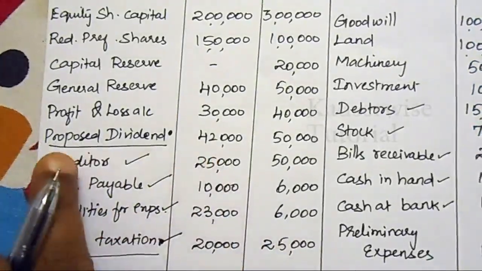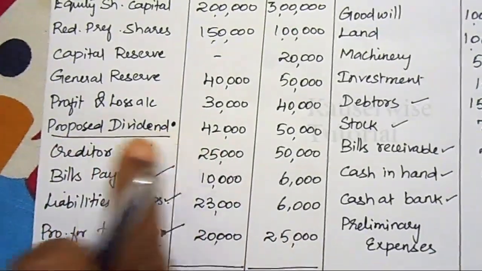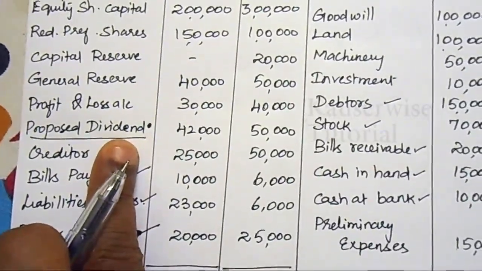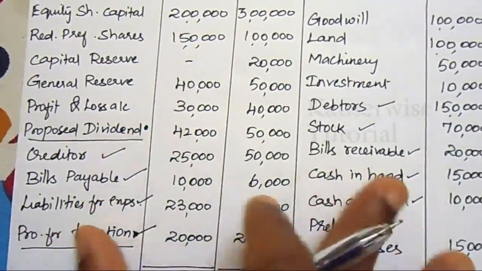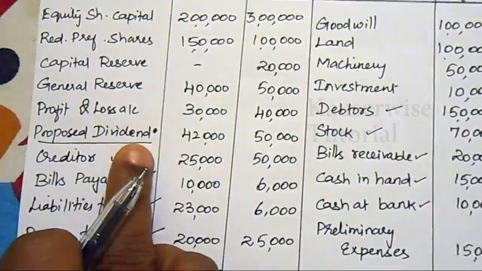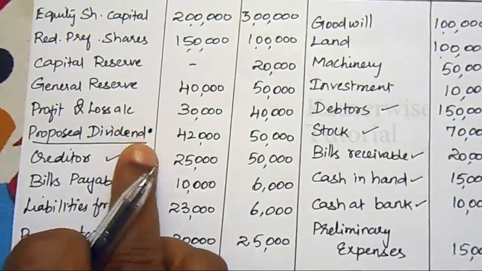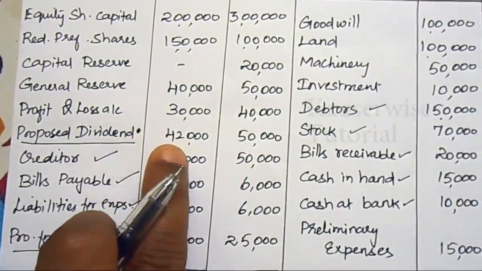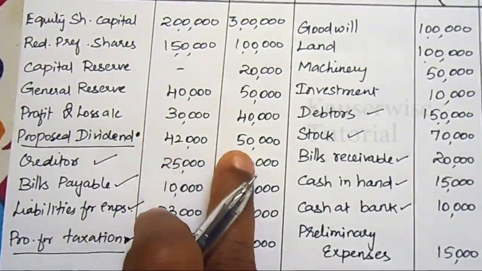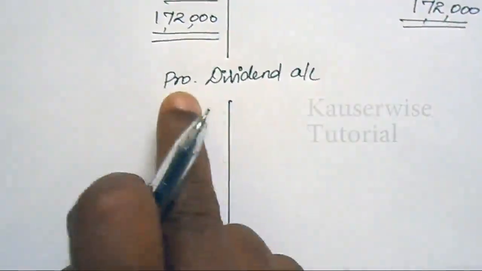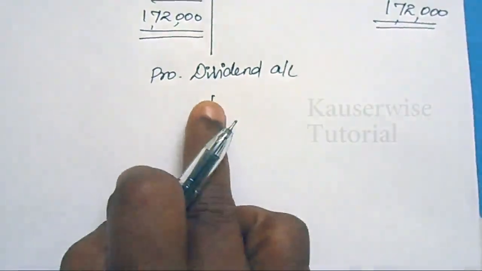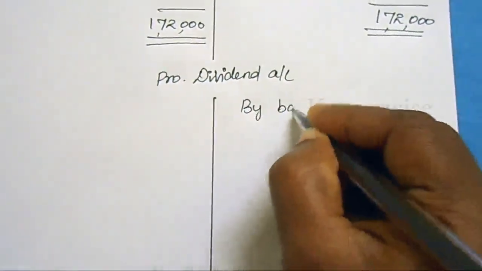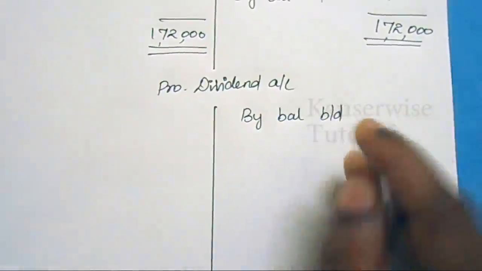The next one is the proposed dividend. I told you the proposed dividend can be considered as a current liability or non-current liability. For your understanding, I have taken this as a non-current liability. In such a case, you need to make a separate ledger for this. What is the opening value? 42,000. Closing value 50,000. Proposed dividend account. It's a liability, so start with the credit side. By balance brought down, that is opening value, how much?